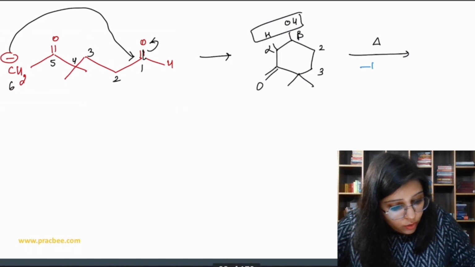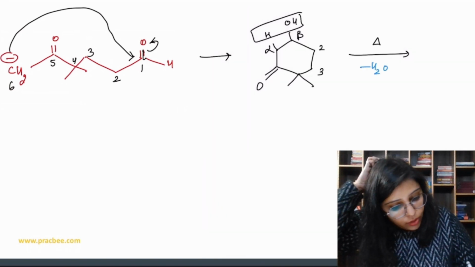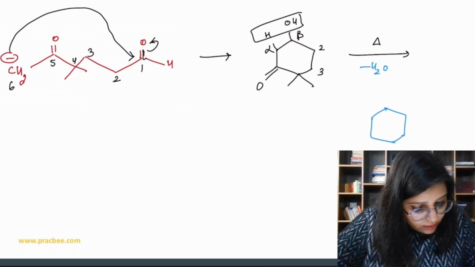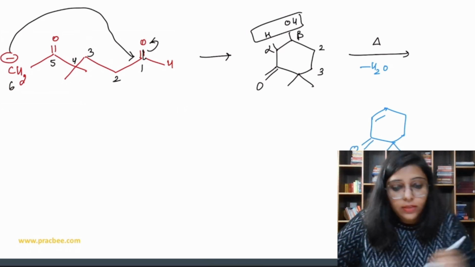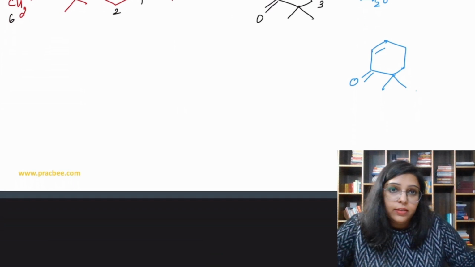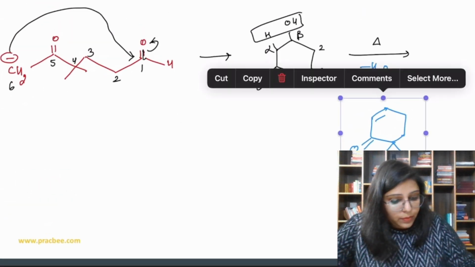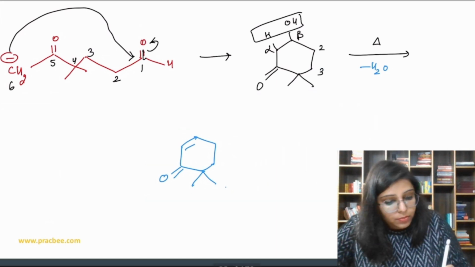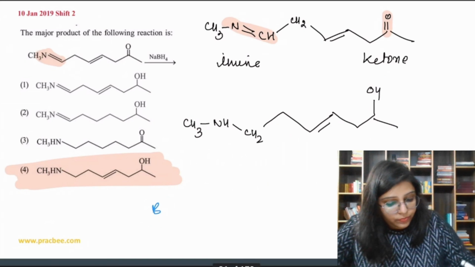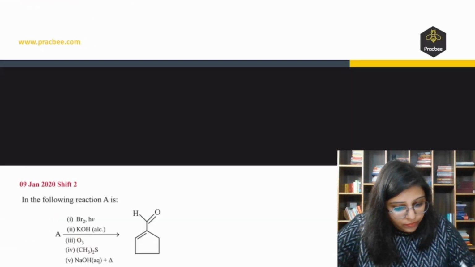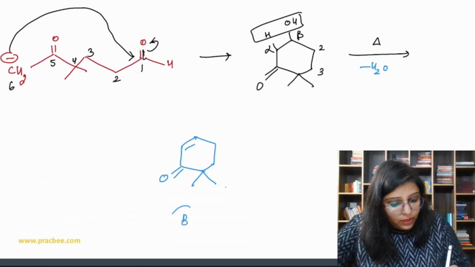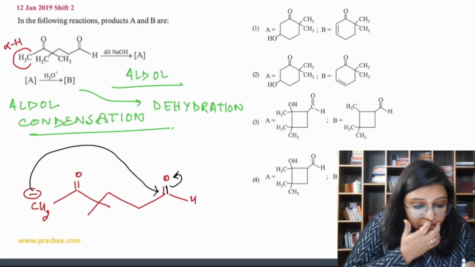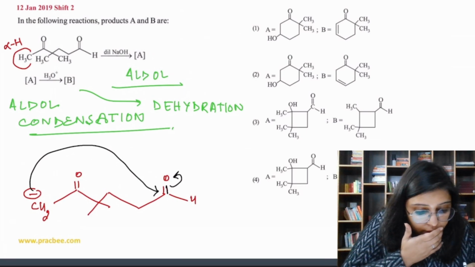And on removal of water, what do we get? We get this double bond and this. This is going to be the final product, that is B. Yeah, this is B. So what is the correct answer? Correct answer is option number B. B or 1.